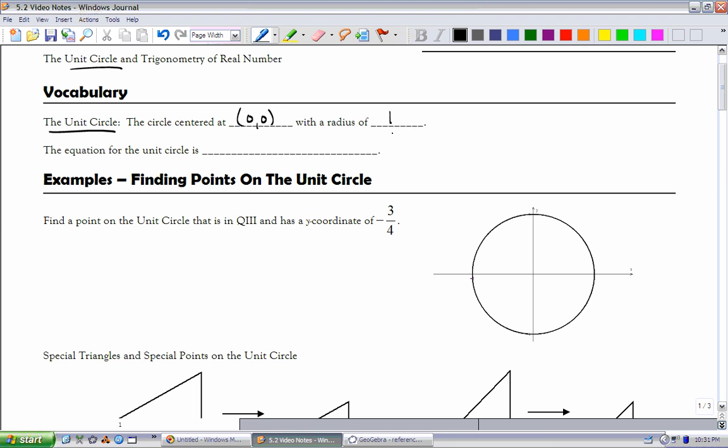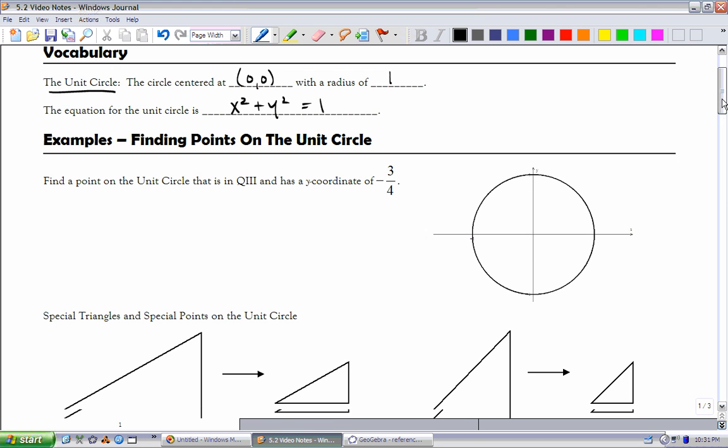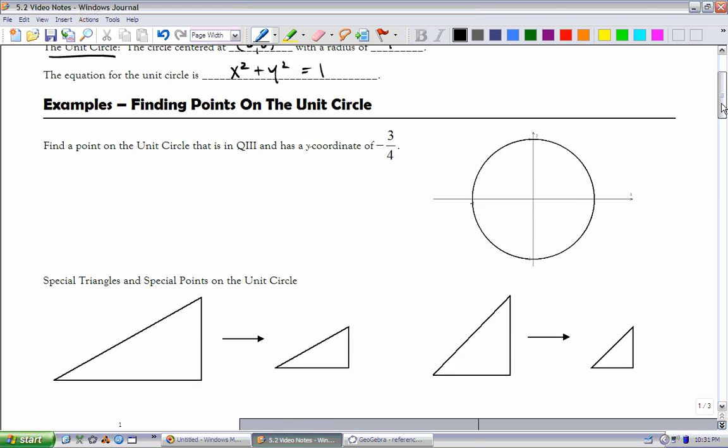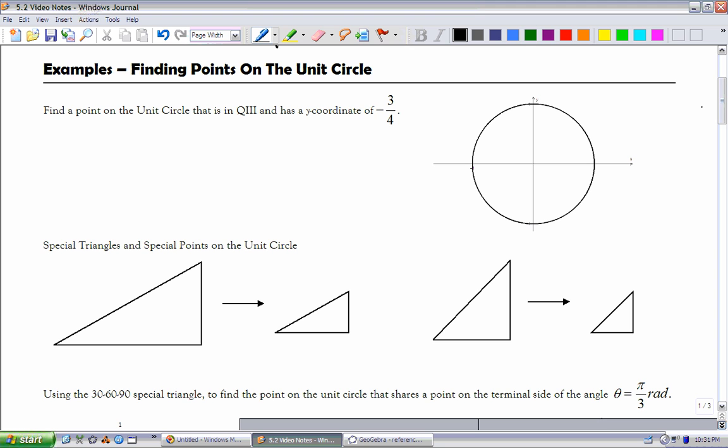Okay, the equation for the unit circle is then just simply x squared plus y squared equals 1, just based off the equation for a circle. Okay, now what we're going to do is take the stuff that you did in 5.1 and use the unit circle to start expanding our understanding of the unit circle and trigonometry itself.